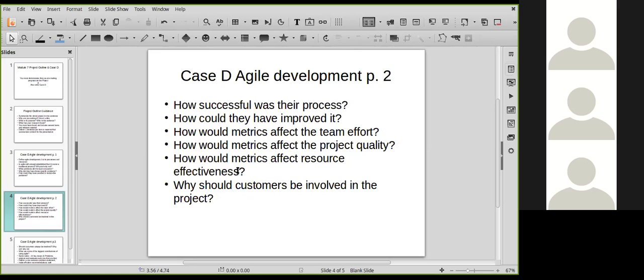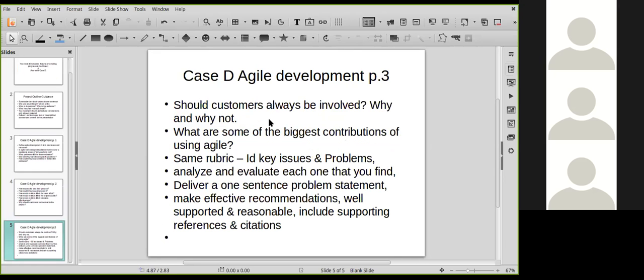Also, you may find as you look at the case that it would be better for customers to be involved in the project. Why should they be involved? Why should they not be involved? Are there different circumstances that would require a bigger customer involvement or not? Remember, we're discussing agile development. And what are some of the best contributions, the largest positives for using the agile development process?